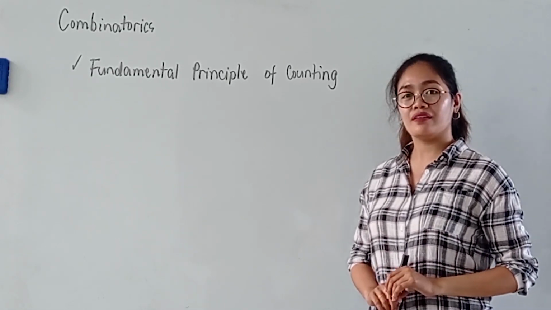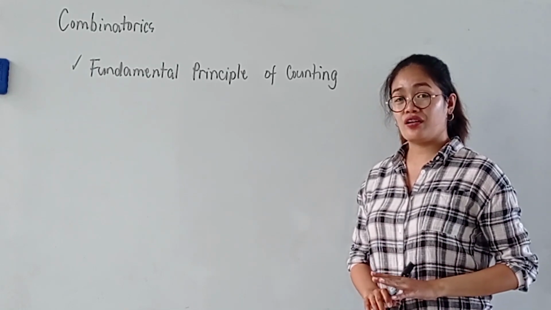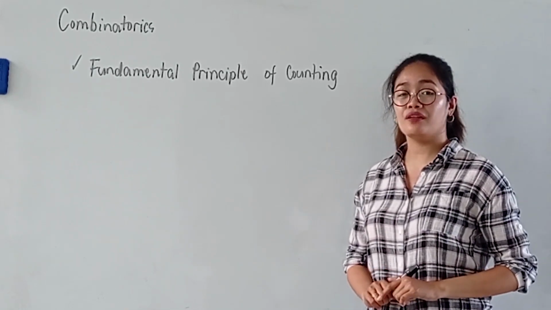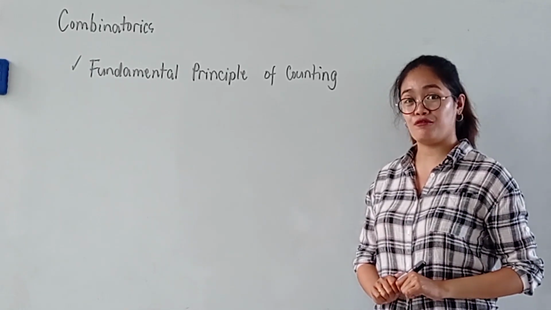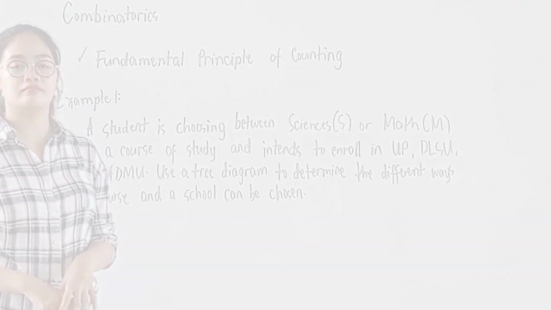A common counting technique used is the tree diagram. A tree diagram is a picture of all possible outcomes as an event unfolds. Let us consider the following examples.